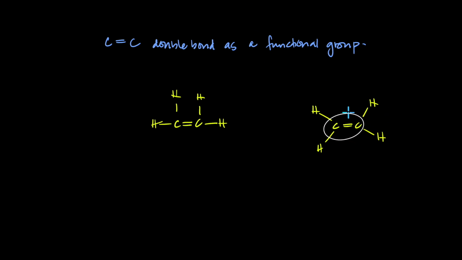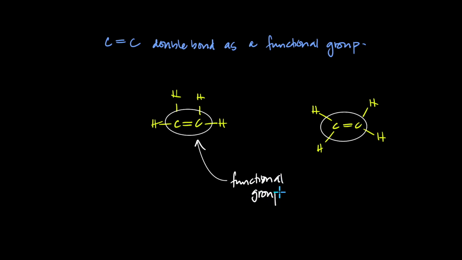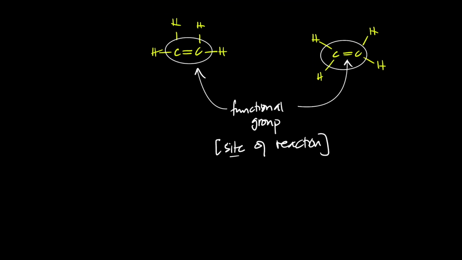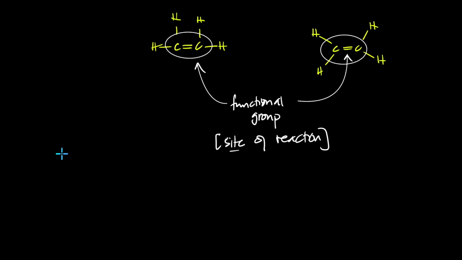Now, why did I draw it? This fellow, I'm circling, the carbon-carbon double bond, is the functional group. Now in organic chemistry, when I say functional group, basically what I mean is this is the place where the reactions take place, the site of reaction, the spot at which reaction takes place. And if you understand that, you understand alkenes all the way through life.